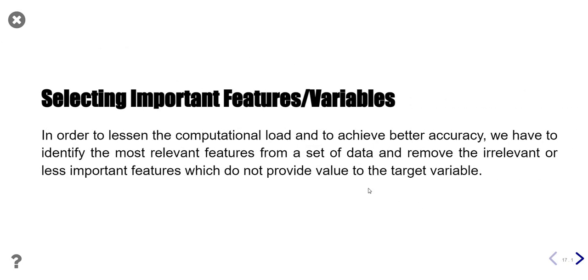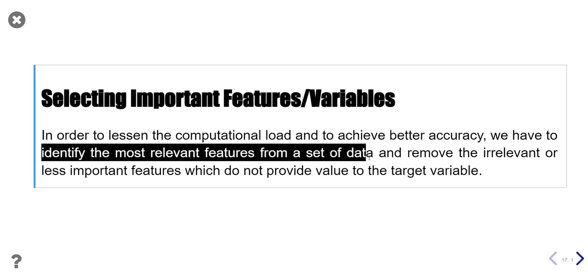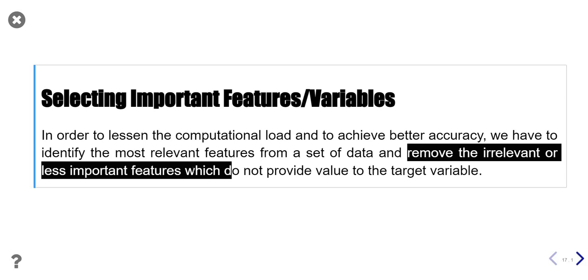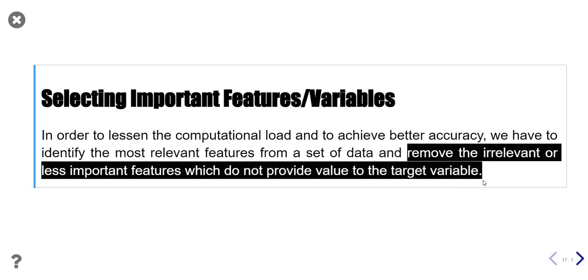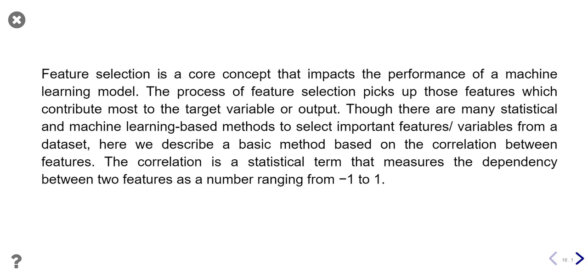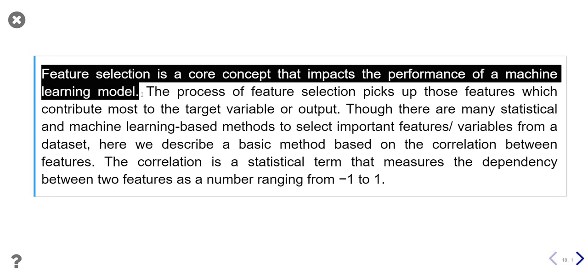So one final one. Of course, in order to lessen the computational load and achieve better accuracy, we have to identify the most relevant features. That's what we actually did, right? Set of data, and remove the irrelevant, less important features which do not provide value. So you don't simply chunk the whole data. You select which attributes. So this is known as feature selection, where we select the features that are important. And this will affect the performance of your machine learning model in terms of accuracy.